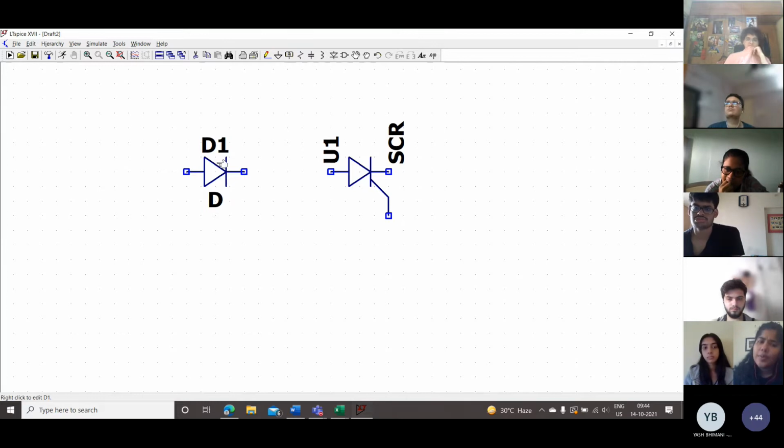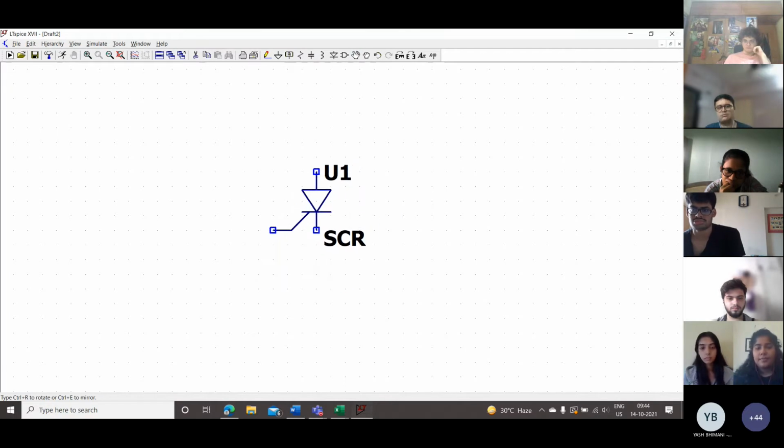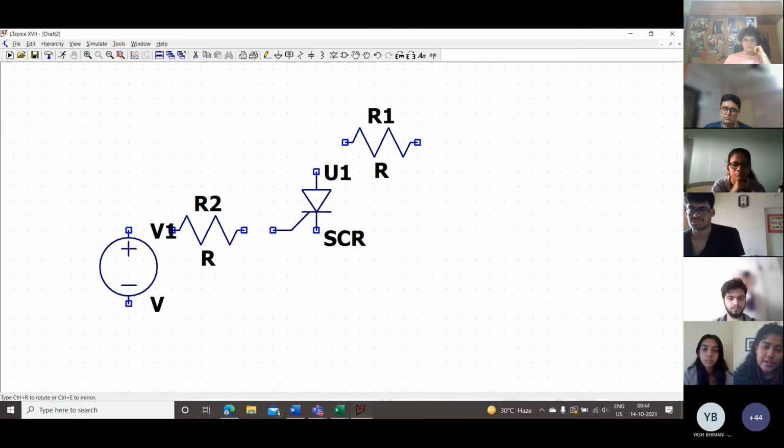It'll probably be a bit tough for you to understand without simulating. So I'm going to delete this diode. I'm going to move the SCR to the middle and we're going to build our circuit. So what we're going to be observing first of all is the characteristics of an SCR.